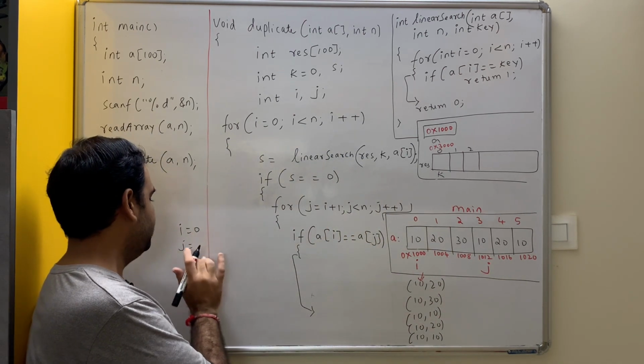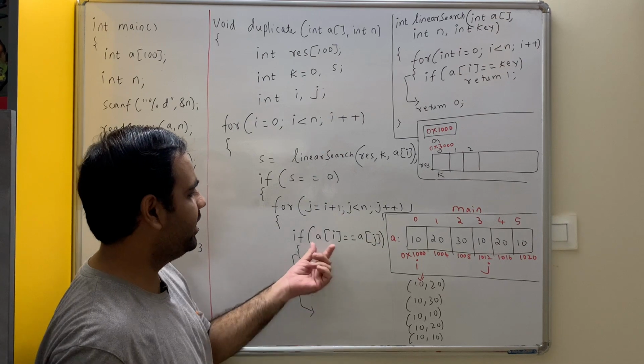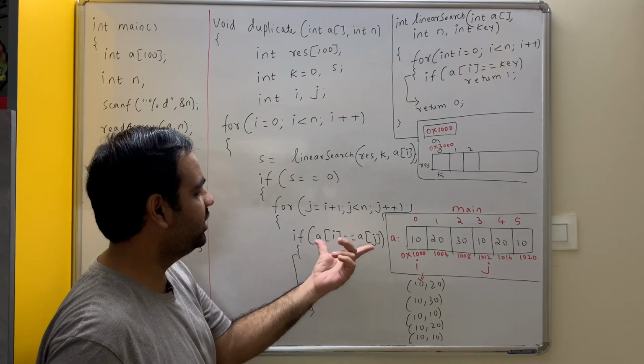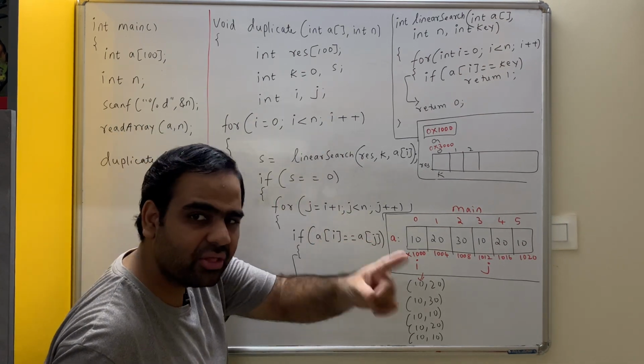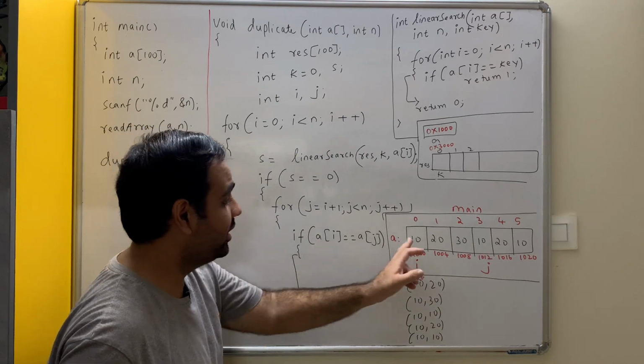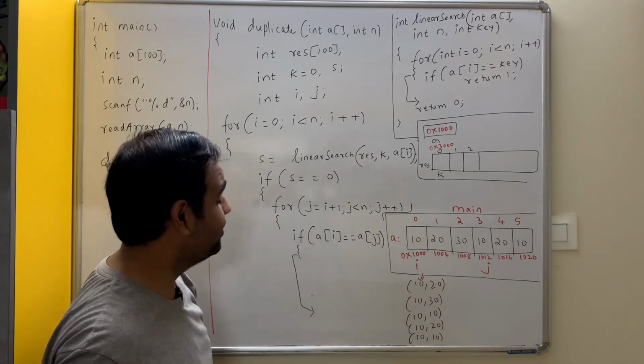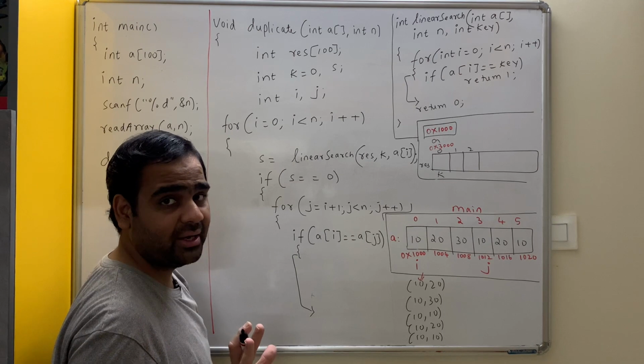The value of j will become 3. Now you compare, a of 0 is 10, a of 3 is 10. Is 10 equal to 10? Yes sir, 10 is equal to 10. That means 10 is a duplicate element.